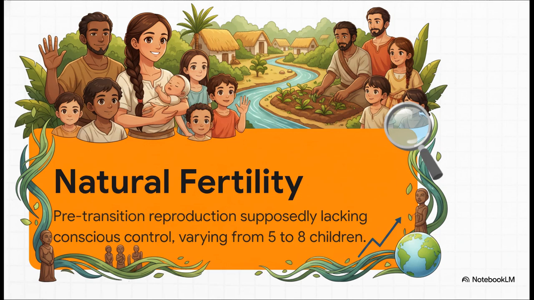But the project immediately hit a roadblock with a concept called natural fertility. This refers to pre-transition reproduction levels that theoretically aren't subject to any conscious control. But the data showed that this natural fertility varied massively. We're talking anywhere from 5 to 8 children per woman. It forced everyone to completely rethink what they thought they knew about early family planning.